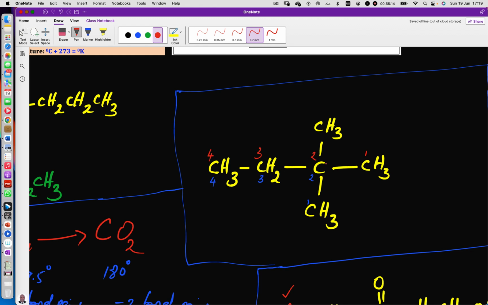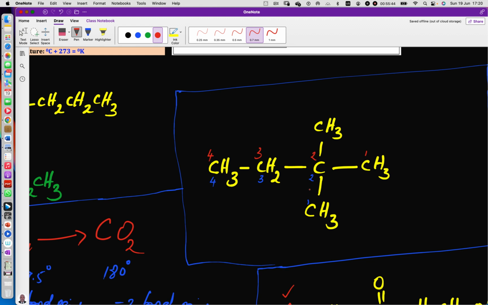In naming the compound, according to the IUPAC, the International Union of Pure and Applied Chemistry, we know the longest chain is the one that we are going to use, and we start numbering where the branching starts. The longest chain is 1, 2, 3, 4. We can start numbering from here again. We can number like this.